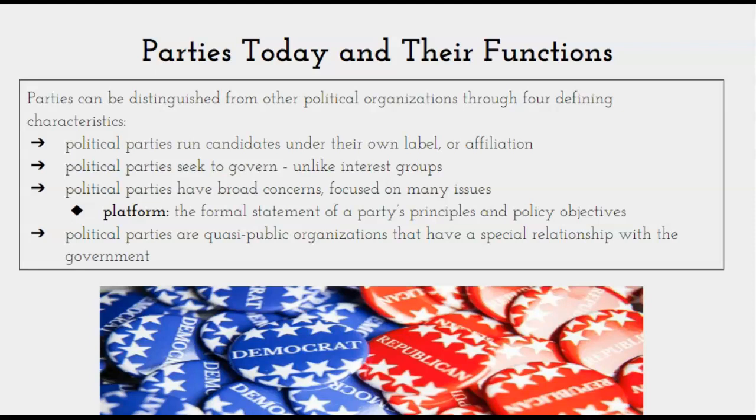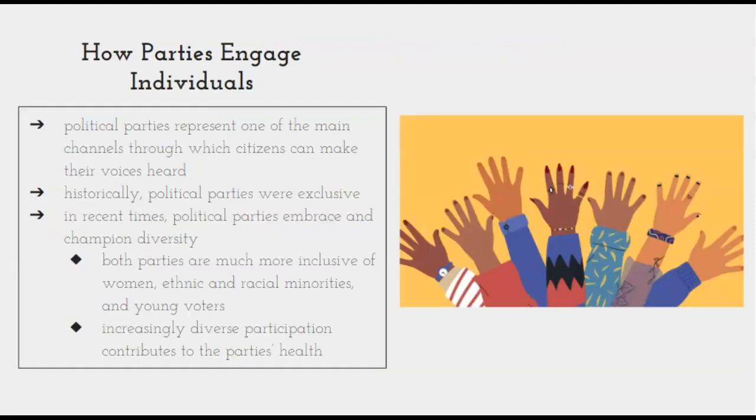institutions function. So how do political parties engage individuals or everyday average American citizens? Well, political parties represent one of the main channels that citizens can make their voices heard. It obviously plays a major role in voting, as the two major political parties can dictate who runs and individuals decide who they want to vote for. Very commonly, they align with party lines.